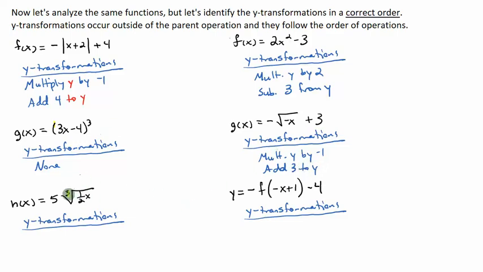Okay, next. Parent operation is the cube root. All that's happening outside of that is multiply by 5. So my y transformation is multiply y by 5. Next, my parent operation is the f operation right here. And what's happening outside of that is multiply by -1 and then subtract 4.